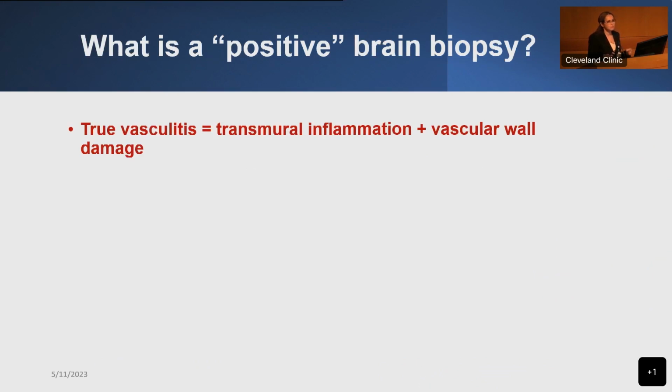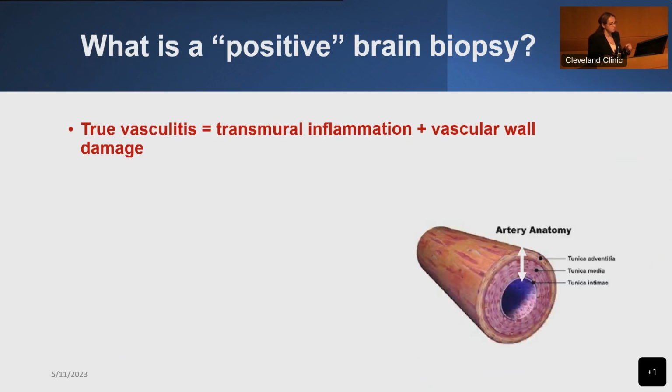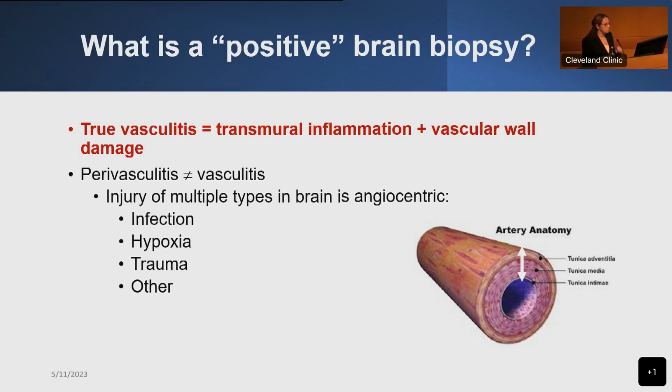But what is a positive brain biopsy? A positive brain biopsy for vasculitis is a true vasculitis, which is inflammation in the whole vessel wall. Perivascular inflammation occurs in multiple insults in the brain. So if you have hypoxia or infection or even vasculitis, you can have perivascular inflammation, but it's not very specific. The reason I'm putting this up here is because if you have a patient that you treated for CNS vasculitis based on a perivascular inflammation, and they don't do well, revisit the diagnosis.